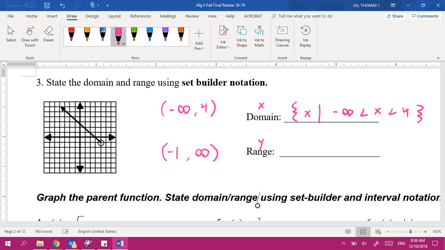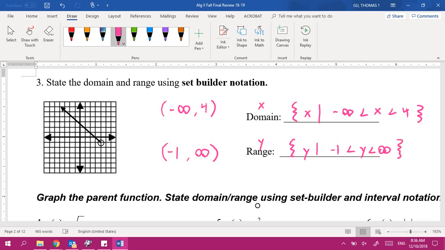So then can somebody tell me what I would write for my range in set builder? Squiggly bracket. Let's write. And then y. That's just a line. It's just to separate. And then just like this. Yeah, that's right. And that's how you would do it.